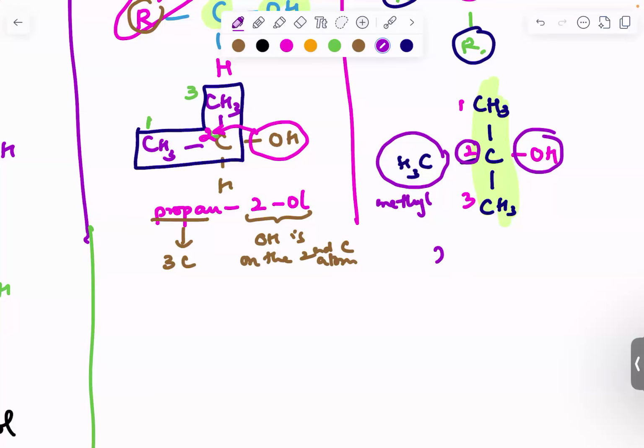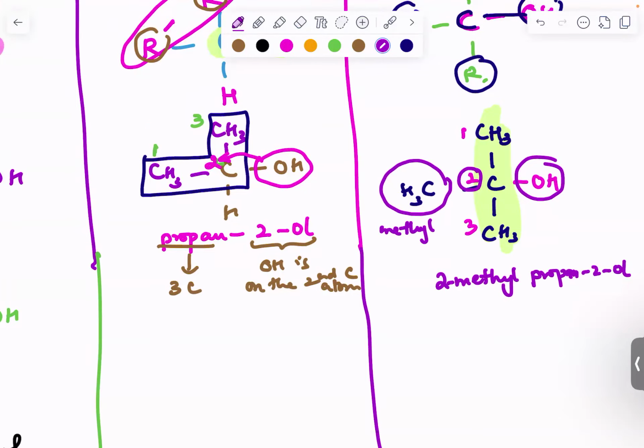So it becomes 2-methylpropan-2-ol. So this is the name of this compound and this is the tertiary alcohol. So 2-methylpropan-2-ol is an example of a tertiary alcohol.